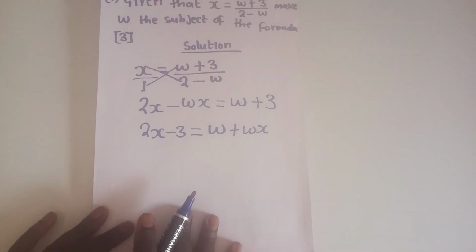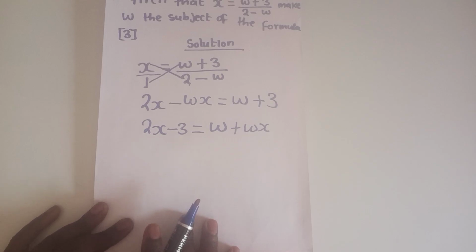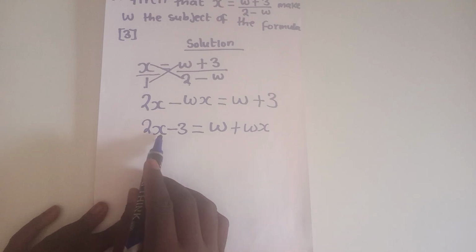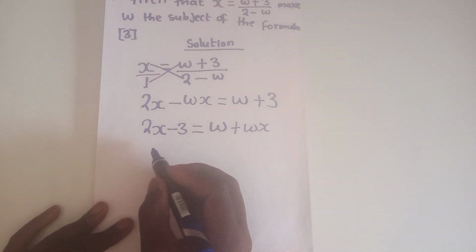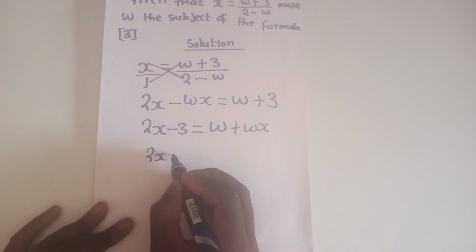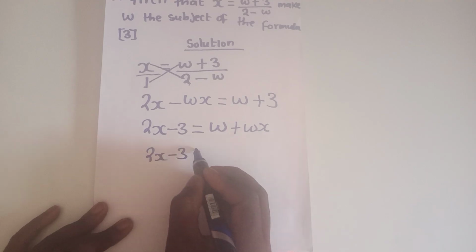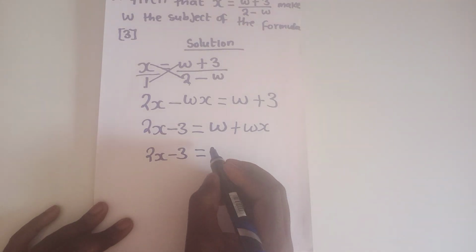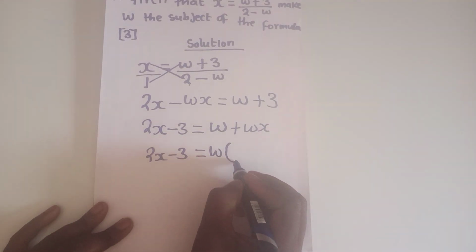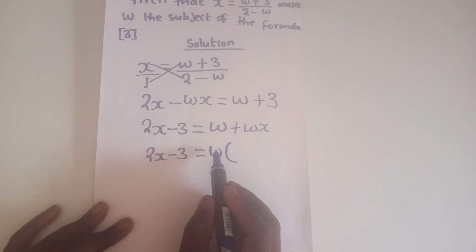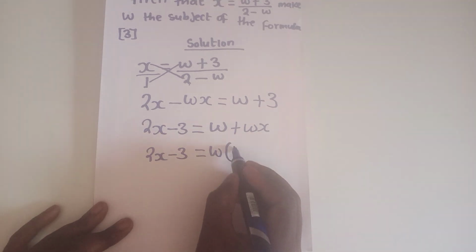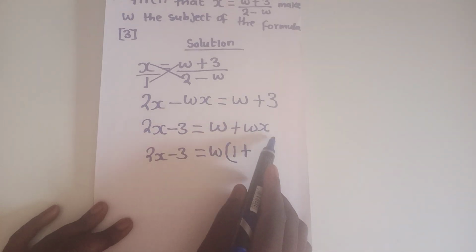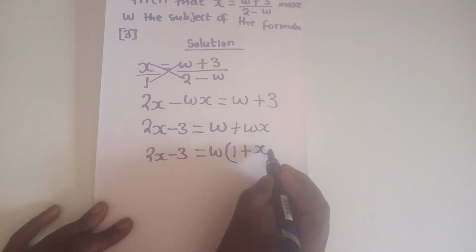After you have reached this step, this is where I said you factorize. But first you copy the way this is, which is 2x minus 3 equals. What is common here? It's w. You open. How many times can w go into w? It's 1 plus. What has remained this side? It's x. Like that.